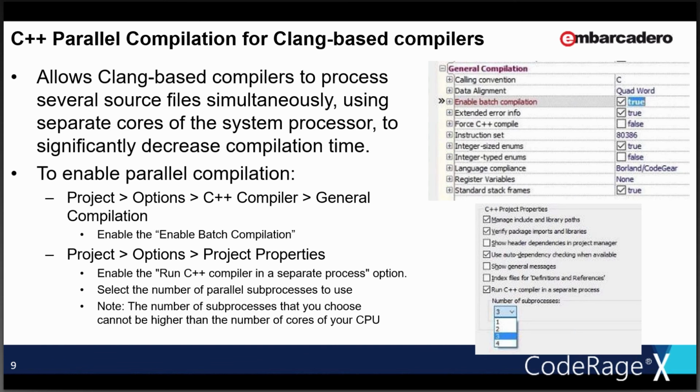And then we talked about this earlier, Bruno, I think you were talking about it. This is the parallel compilation. There's a general compilation option, and I think there are two things you need to check. You need to check enable batch compilation, if I'm correct, and then also run compiler in a separate process and choose how many subprocesses. Yeah, the idea here is usually the IDE would be using the DLL compiler, but to have access to the parallel compilation we want to use the command line compiler. So by saying use a separate process, that's what you're saying: use the command line compiler.